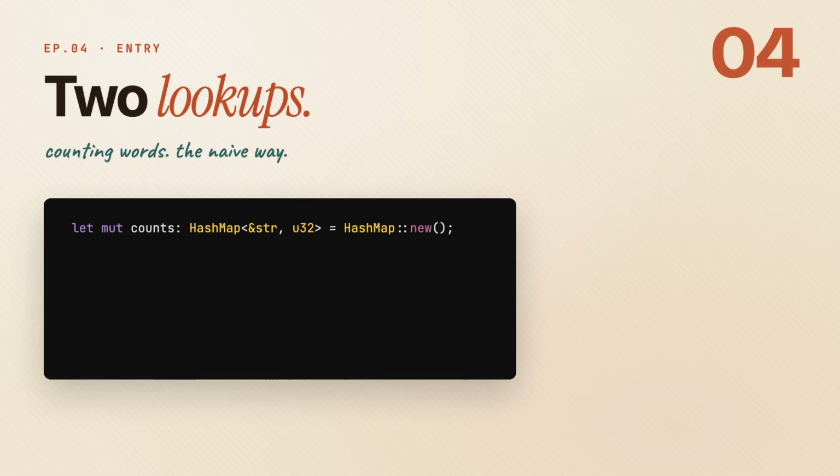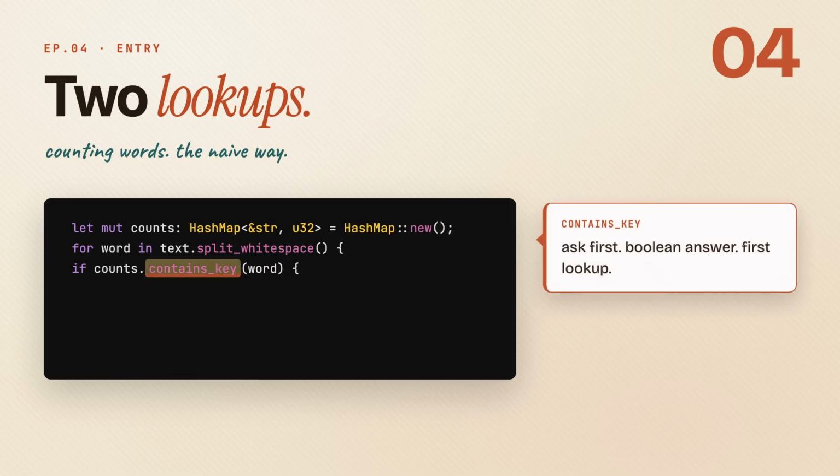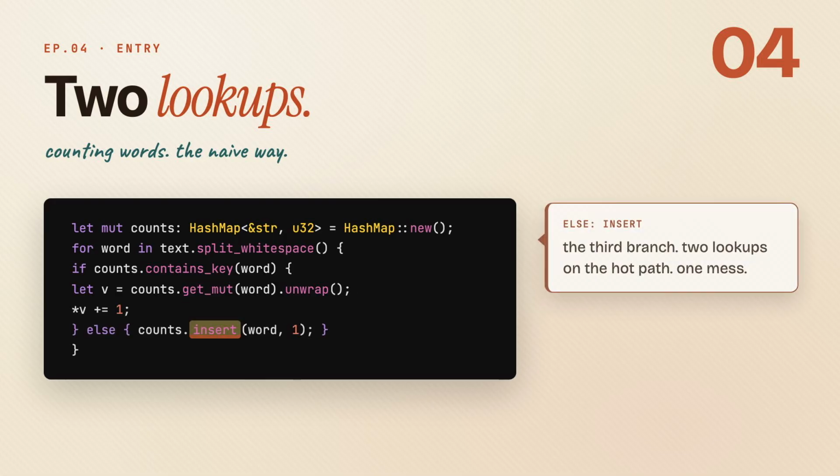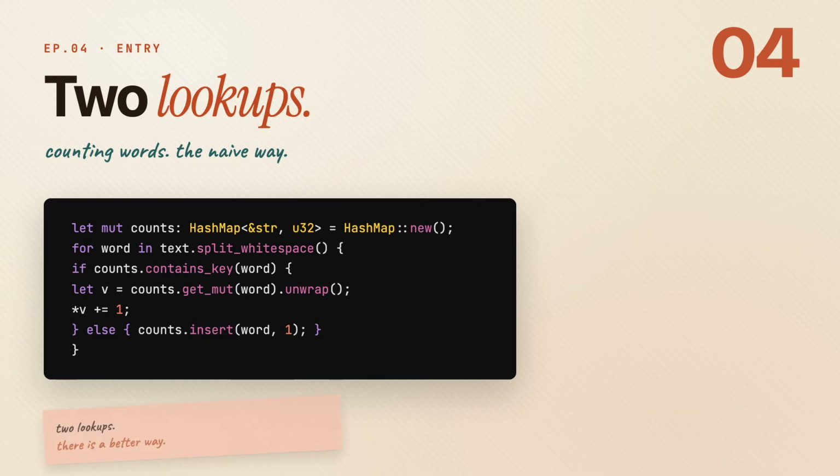Over here, if you count every word, if the key is there, it adds 1. If not, it starts at 1. Then look it up again with get_mut, then unwrap because the compiler does not know you just checked. Or fall through and insert. Three options, two lookups, and maybe one mess.